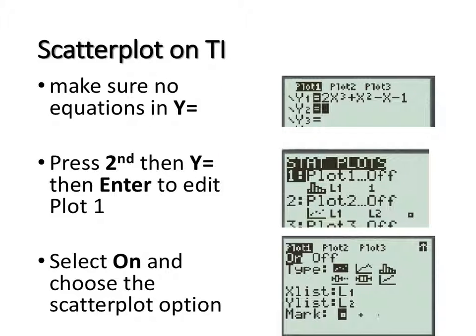Before you look at your scatter plot on your TI, you should make sure that there are no equations in the y equals space, so you might have to push the y equals button to check. When you're ready to create the scatter plot, you'll push the second button, then y equals. That'll bring you to this screen. We want to edit plot 1, so we'll make sure that we've highlighted that 1 and push enter. We'll select on and choose that first option of the scatter plot to tell the calculator what we'd like to see.